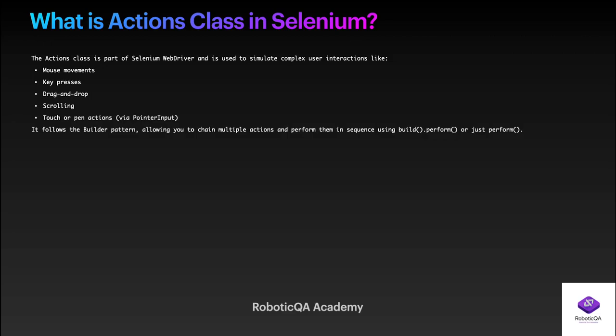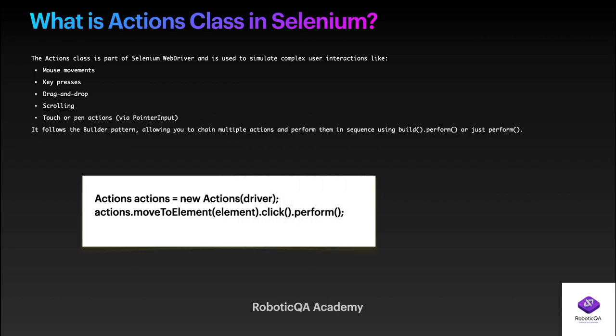It follows the builder pattern and allows you to chain multiple actions and perform them in a sequence using build.perform or just perform. So what is meant by a chain of actions? If you press Ctrl Alt Delete, these are three different keys we are pressing together, and we are creating the sequence of these keys in Selenium using the Actions class, and we are performing, simulating or automating this action.